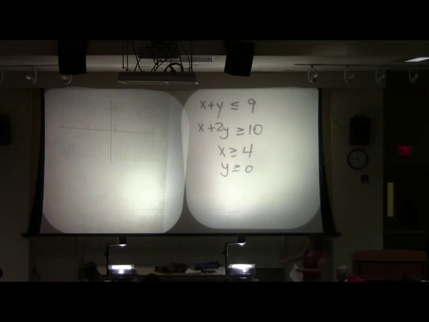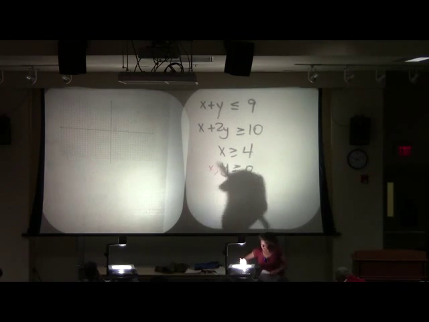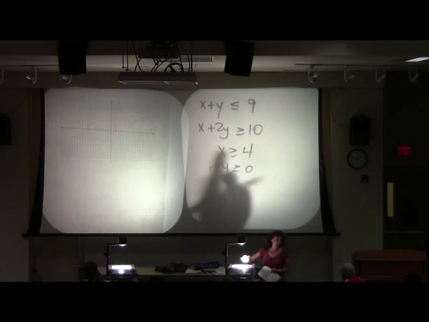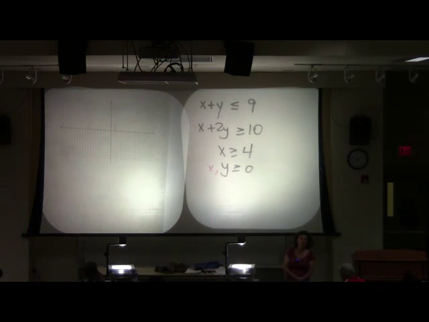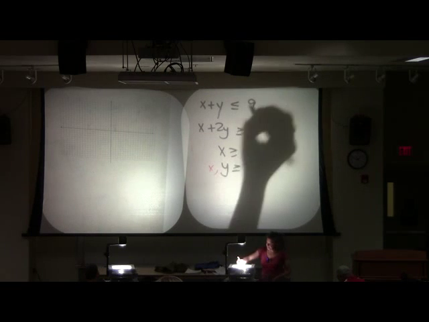Notice I could have put x and y are greater than or equal to 0, but that would be redundant because x already has to be greater than or equal to 4. So this is my system that I want to graph. And not only do I want to graph this system, but I'm going to find the corner points too. And keep this guy in mind because I'm going to come back to him again on Monday. Okay? All righty. So, how about we do our first line in blue?